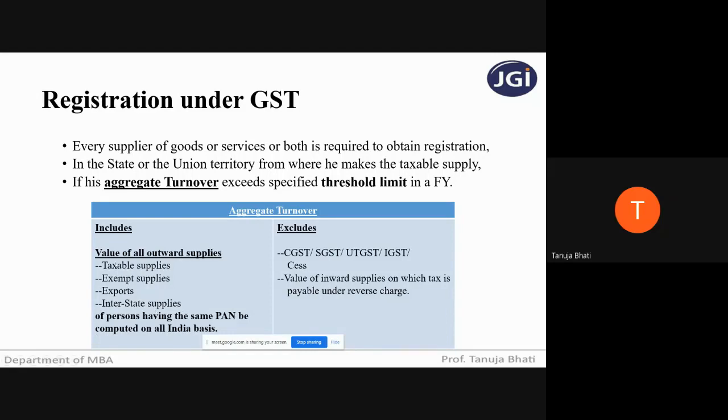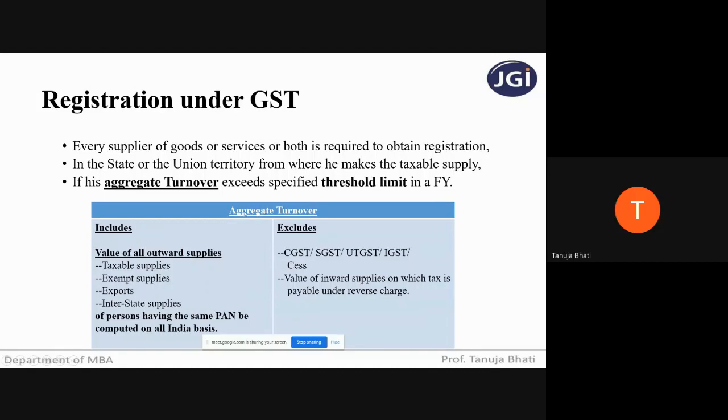Okay, so now when I'm going to calculate my aggregate turnover, I'm going to take the total of the sales that I've made under India Gate and the total of the sales that I've made by selling the loose rice. So that becomes my aggregate turnover. So remember students, when you're taking aggregate turnover, you should not only take the total of your taxable supplies, but if you're engaged in providing exempt supplies also, exports, or interstate supplies, then you need to take the total of the entire supplies in order to determine your aggregate turnover.